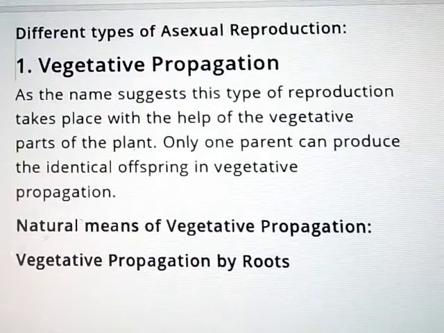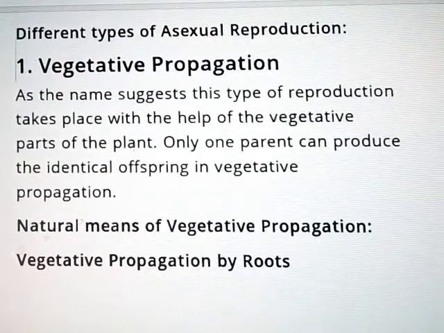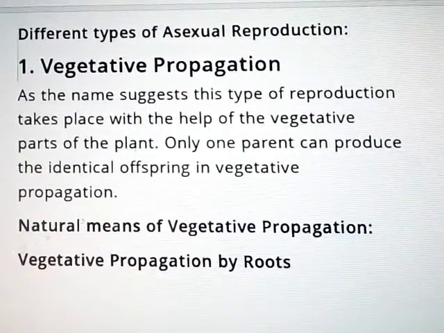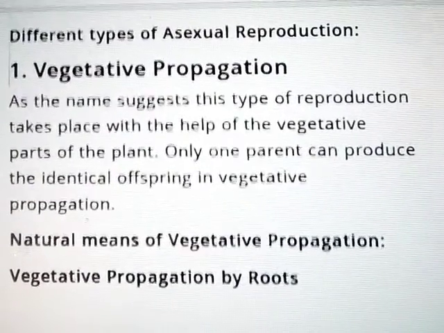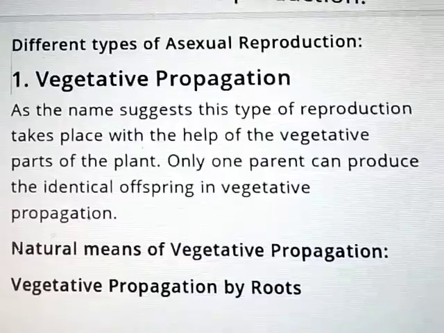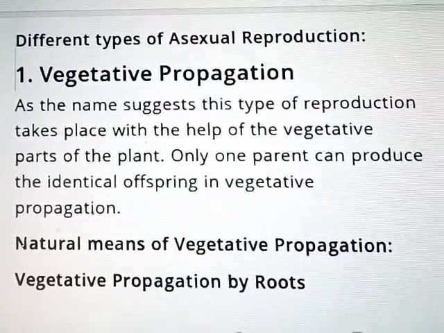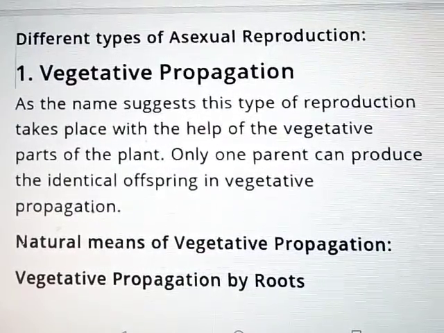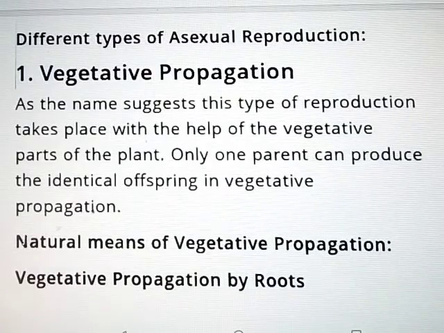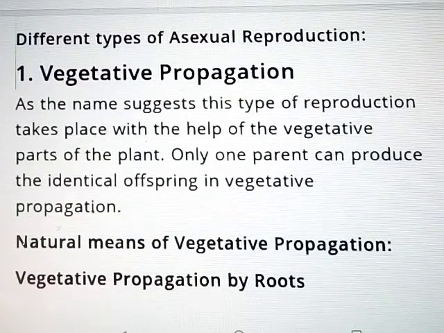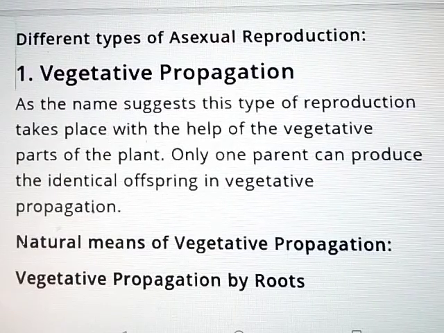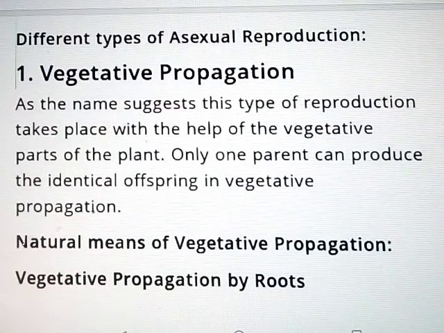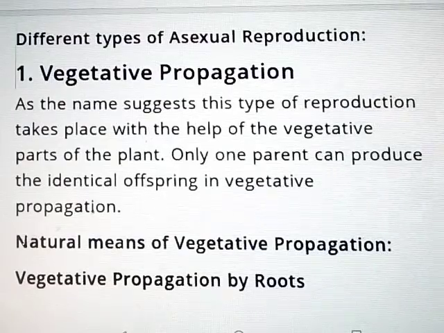Different types of asexual reproduction. Vegetative propagation. As the name suggests, this type of reproduction takes place with the help of the vegetative parts of the plant. Only one parent can produce the identical offspring in vegetative propagation. Natural means of vegetative propagation.